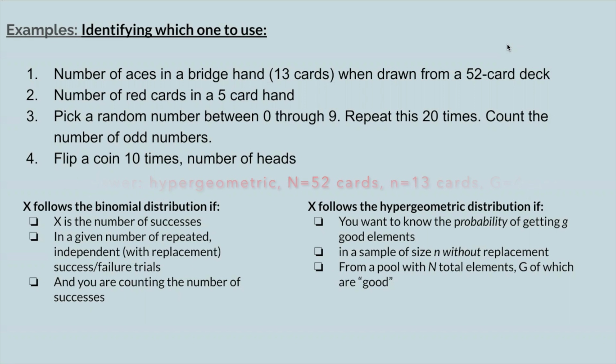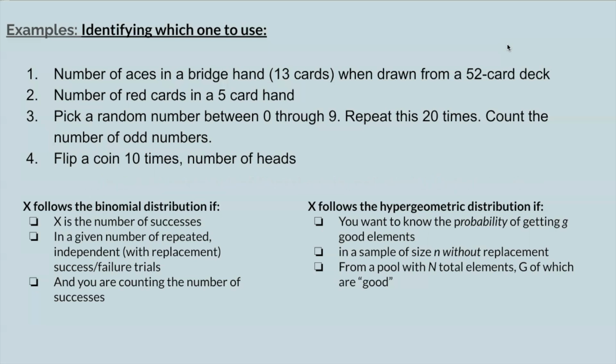Number two is the number of red cards in a 5-card hand. Let's say this is also from a 52 card well shuffled deck. So similar to number one, we are not doing replacement, right? You can't pick the same single individual card more than once. Once you take it, you take it. And we're pulling 5 of them out. So that's without replacement. And we want to know the probability of getting g good elements. In this case, good would be red. And from a pool with N total elements, 52, again, G of which are good. Half the cards in a deck are red, so G would be 26.